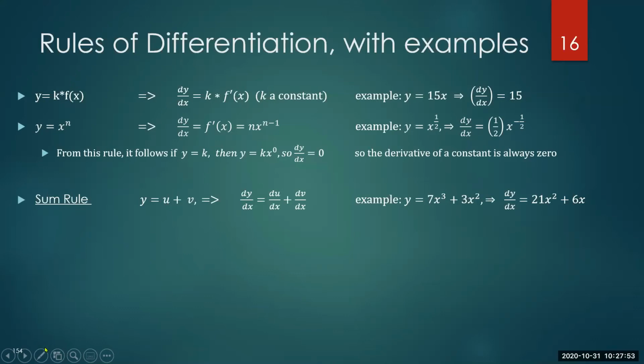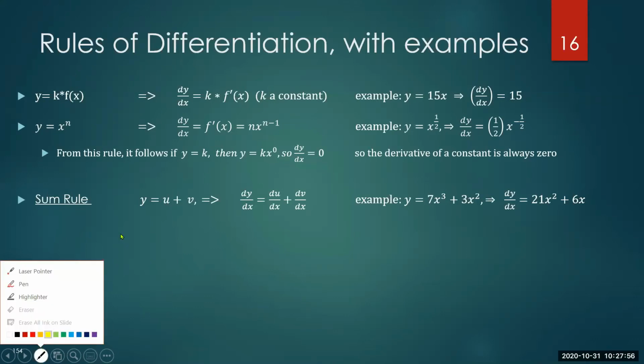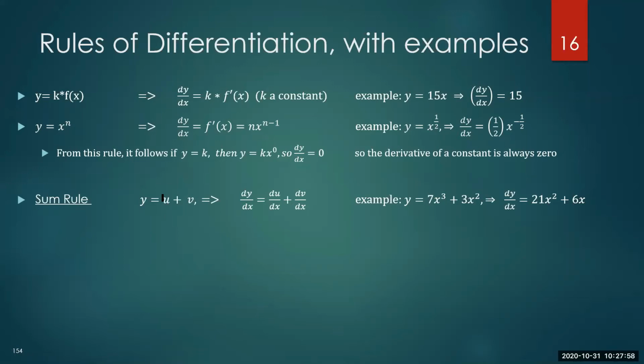So the sum rule is the next one, and here, when we say for these rules that y is equal to u plus v, we are saying that both u and v are functions of x. Okay, so what we're saying here is if you take two functions of x, one is u of x and the other is v of x, and you add them, then when you differentiate, you can add the two differentials just as you added the two functions.